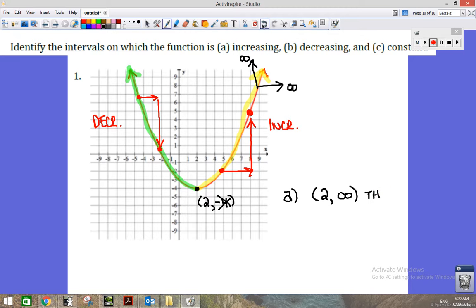So let's see if we wrote it as a sentence. On the interval from 2 to infinity, the function is increasing.